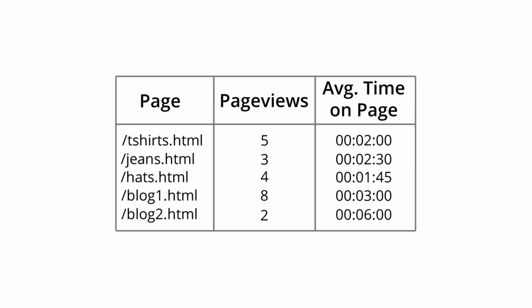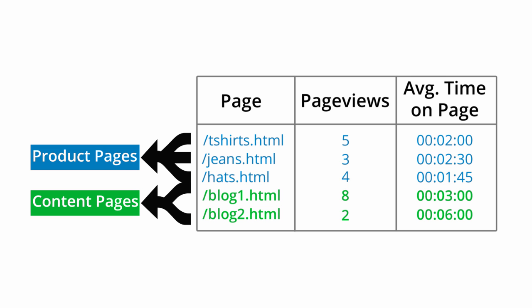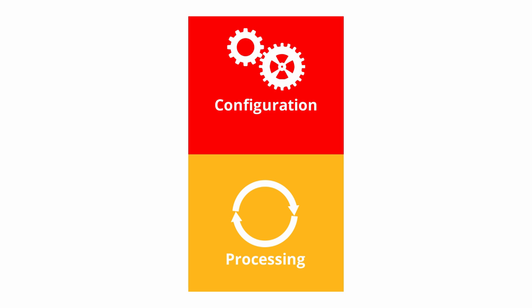Content groups are like channel groups, except you use them to create and analyze a collection of content. For example, if you're an e-commerce business, you might want to group all of your product pages together, like t-shirts, jeans, and hats, into a group called product pages, and group all of your content pages, like blog posts, together into another group called content pages. This would let you quickly see how well the product pages group and the content pages group each performed in aggregate.